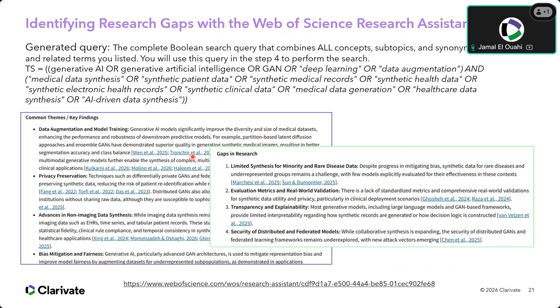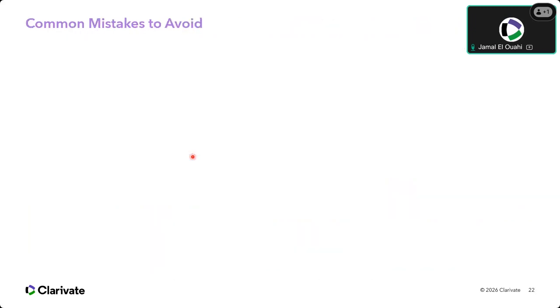So before showing you how to do that in the Web of Science, I want to highlight common mistakes to avoid. First of all, research question too broad. The example I gave was an interesting one: use of generative AI in the medical field, interesting, but very broad. And we started with 23,000 papers. We should have put a filter on it.